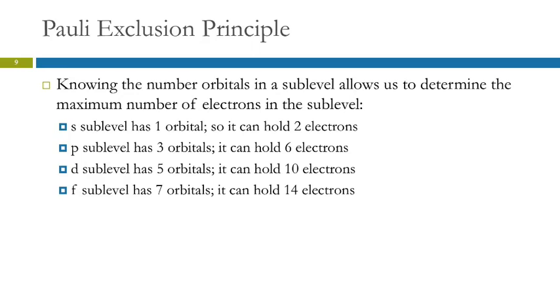So we can figure out how many orbitals are in a sublevel, and knowing that there are 2 electrons max in each orbital, we can figure out how many electrons can be held in a sublevel. An s sublevel has 1 orbital, so it can hold 2 electrons. The p sublevel has 3 orbitals, those 3 two-lobed things perpendicular in 3-dimensional space, so it can hold 6 electrons. The d sublevel has 5 orbitals, it can hold 10 electrons. The f has 7 orbitals, it can hold 14 electrons.